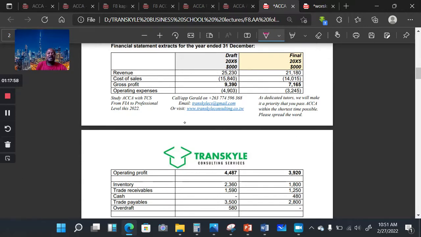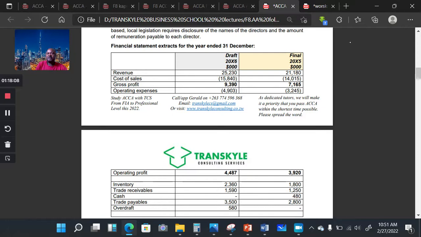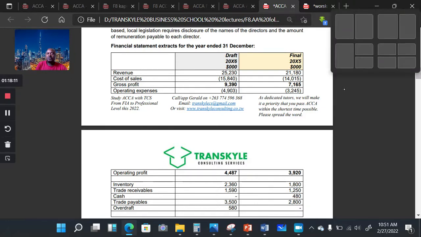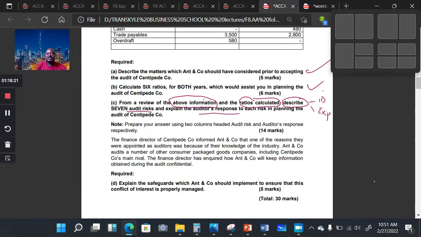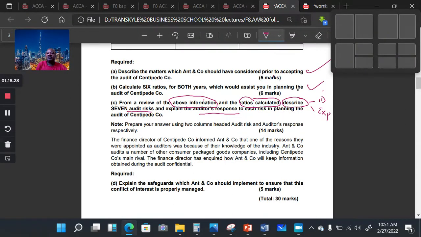Now, the ratios, we can just calculate them even here, but let us try this, if it is possible. Alright, but I'm sure we can just calculate them here. What we need, we just need how many from the question? We need 6 ratios. Okay, it's fine. Let's calculate them.